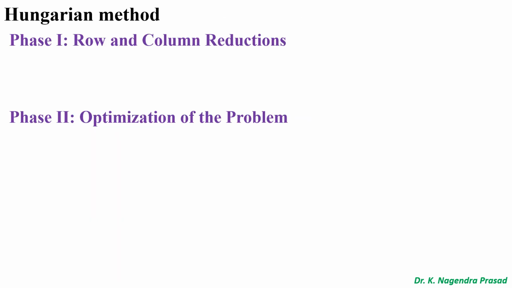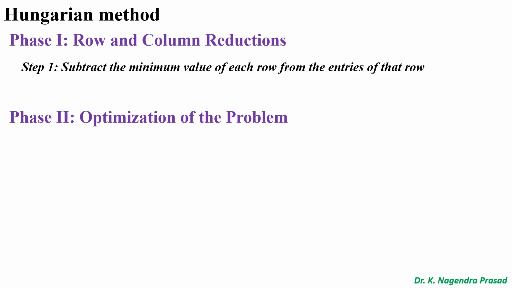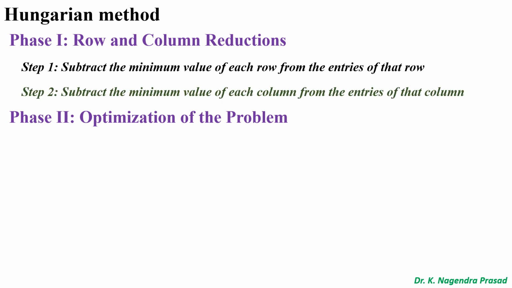Next we have to see the Hungarian method, which is generally used to solve the assignment problems. In the Hungarian method, we have to solve in two phases. First phase is row and column reductions. Second phase is optimization of the problem. In the first phase, two steps we have to perform. First step is subtract the minimum value of each row from the entries of that row. And the second step is subtract the minimum value of each column from the entries of that column.